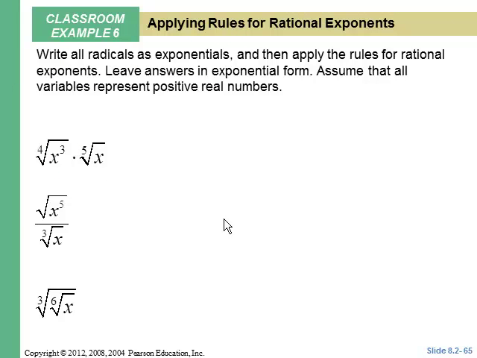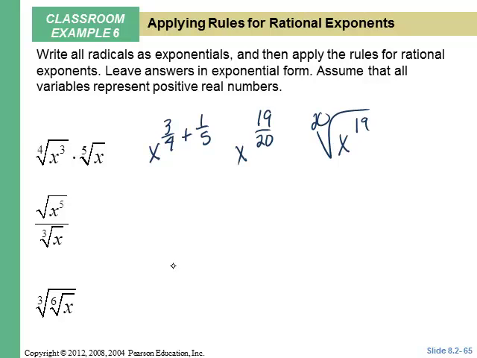Write all the radicals as exponents and then simplify using rational exponents. Leave the answer in exponential form. So I think the easiest way for me is to switch them to fractions first. 3/4 plus 1/5. They meet at 20ths. That's 15/20ths plus 4/20ths is 19/20ths. So it'd be the 20th root of x to the 19th.